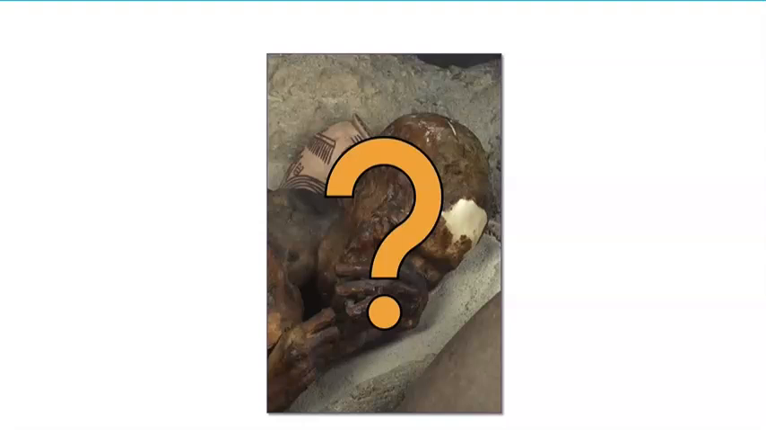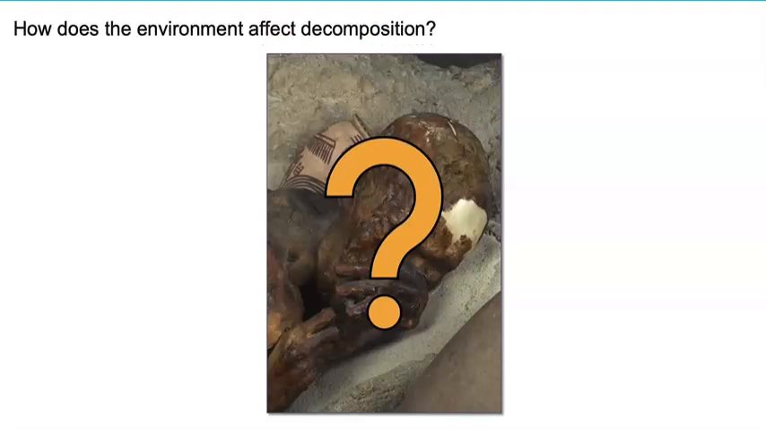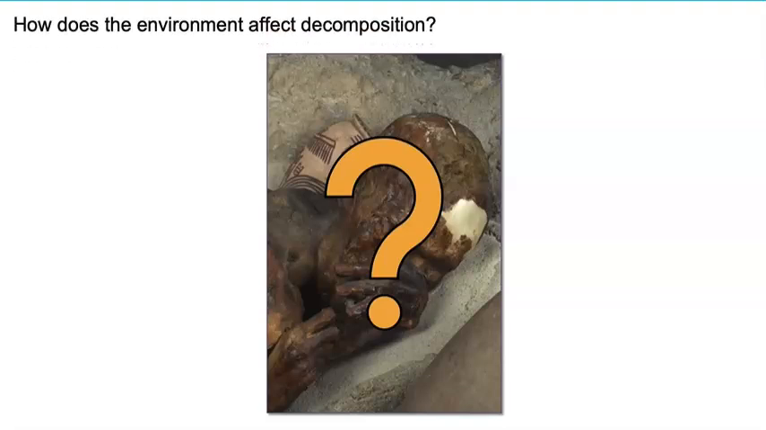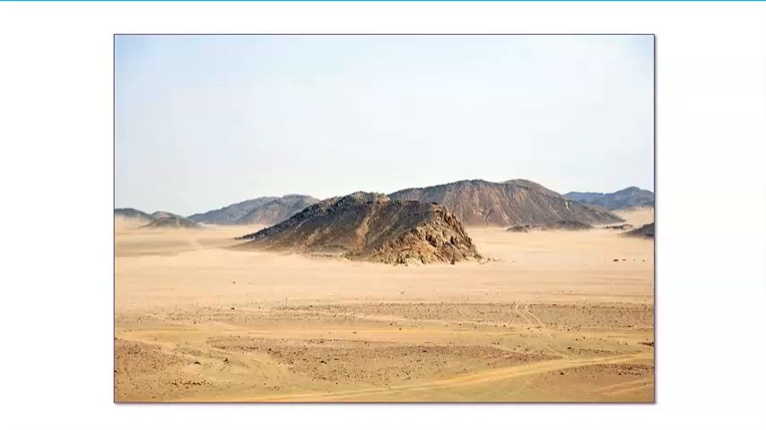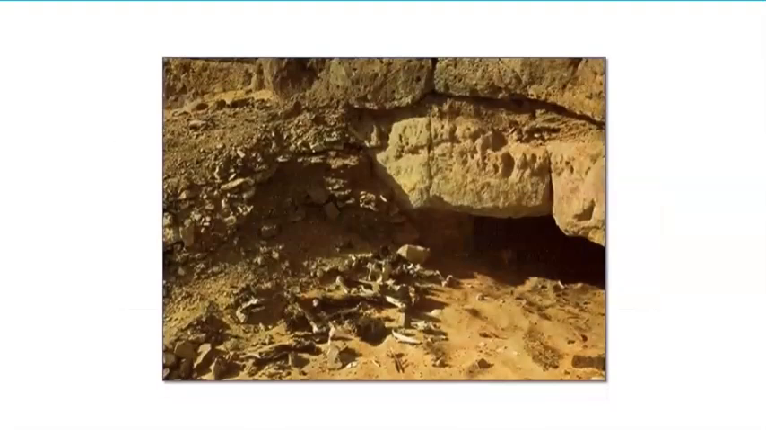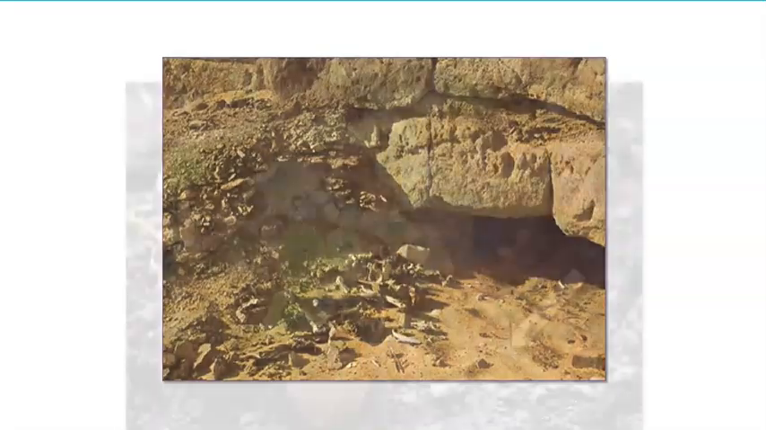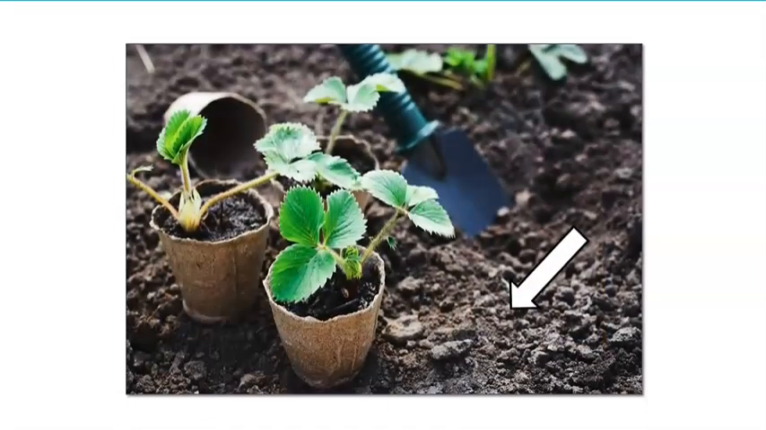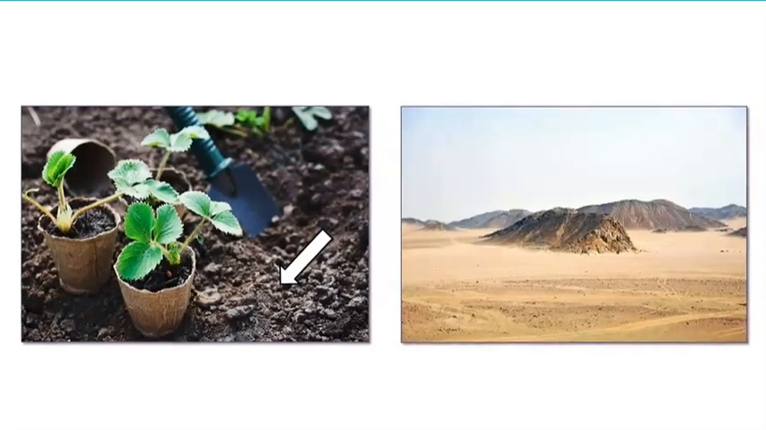In this lesson, we will explore the relationship between decomposition and the environment by investigating the question, how does the environment affect decomposition? There are many ways the environment may affect decomposition, but let's just focus on one, the material covering the ground. The mummy was found in the desert, which is a sandy environment. So let's compare sand with another common ground covering, soil. But how can we test whether sand and soil affect decomposition?